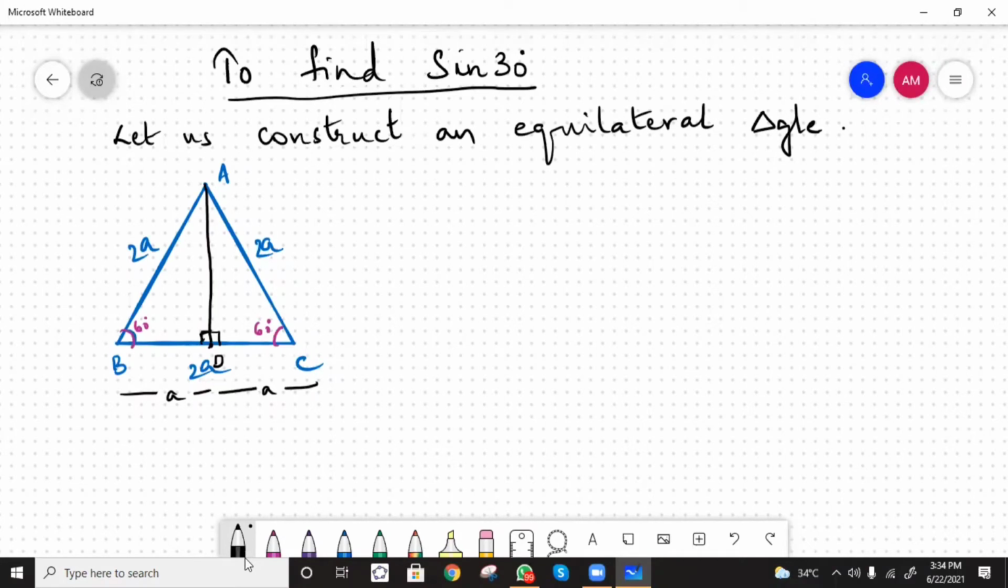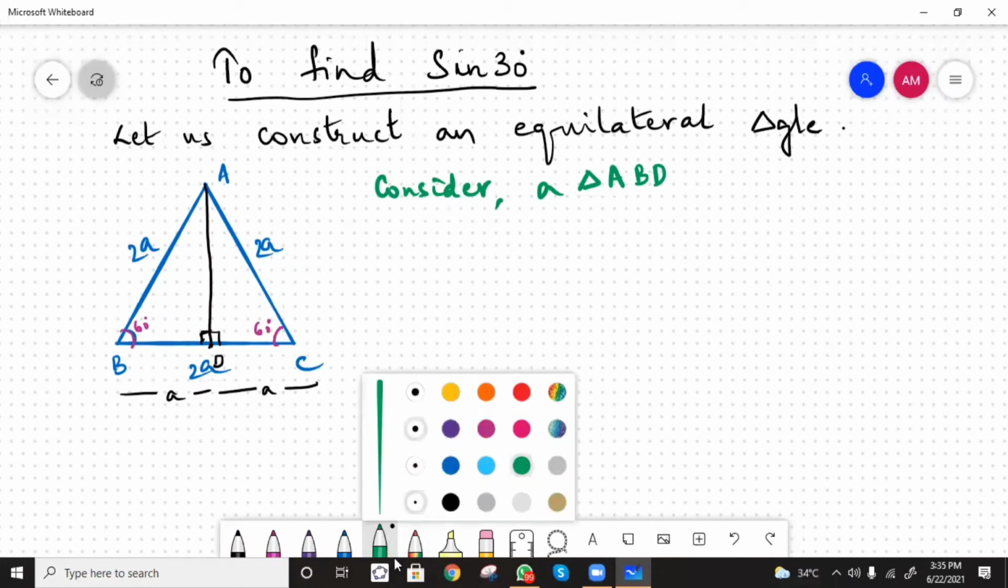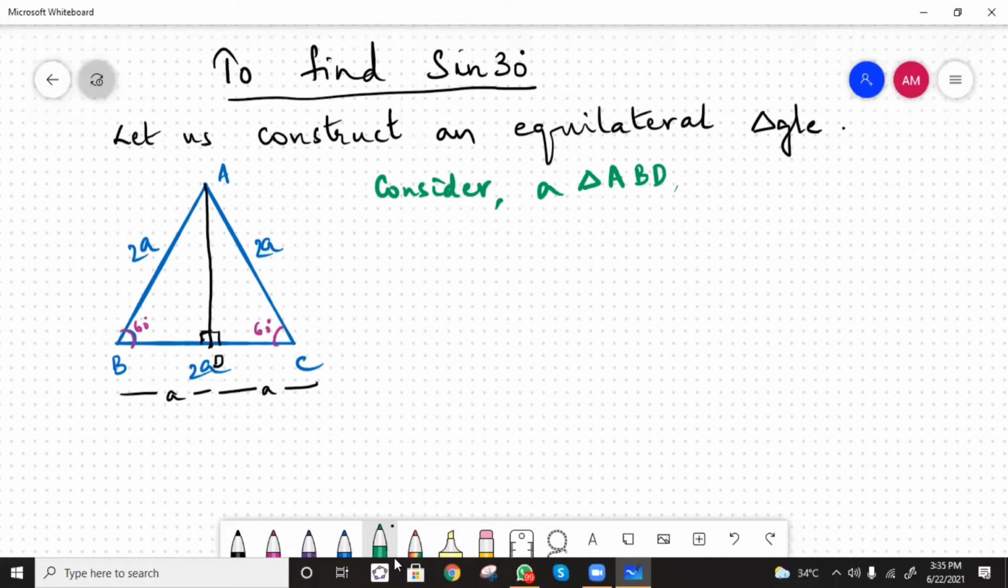Now, consider a right angle triangle ABD. We got two congruent triangles. Consider right angle triangle ABD. What is the unknown length here? AD. This is nothing but AD, isn't it? So by Pythagoras theorem, what we can say? What is the hypotenuse here?